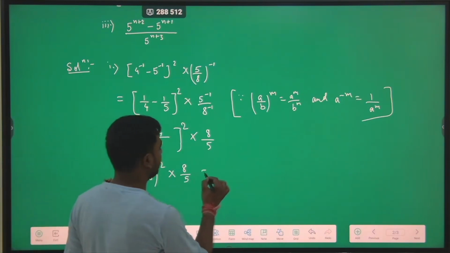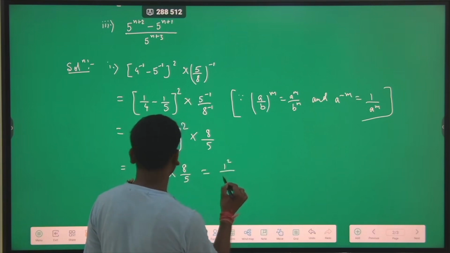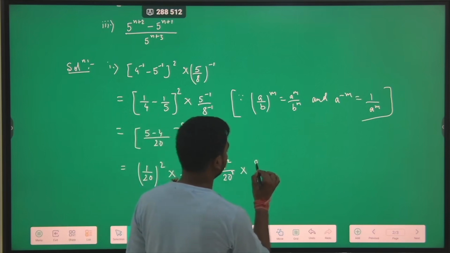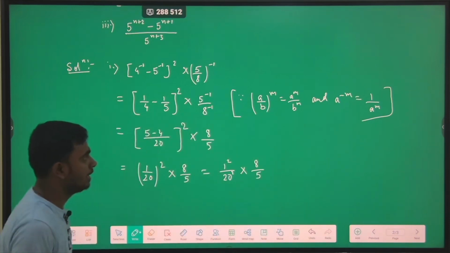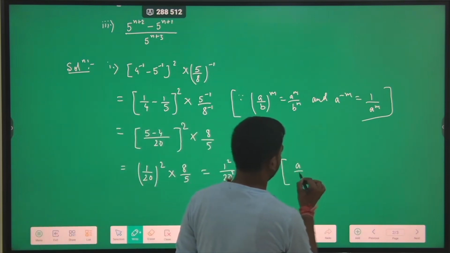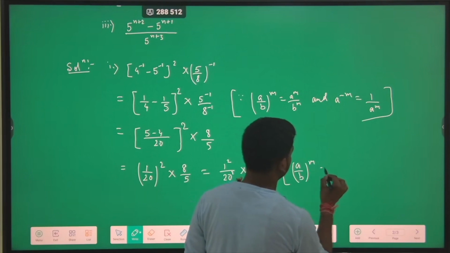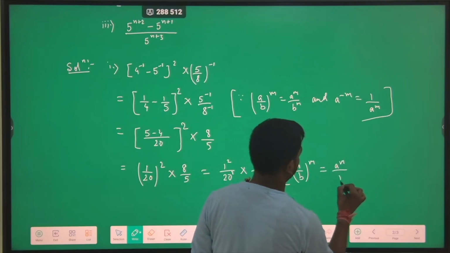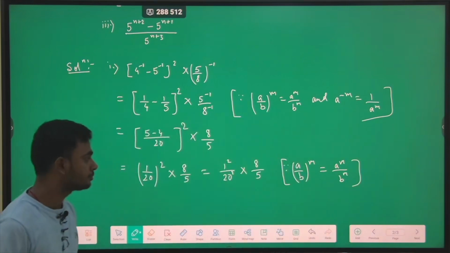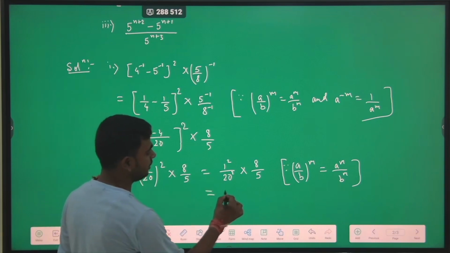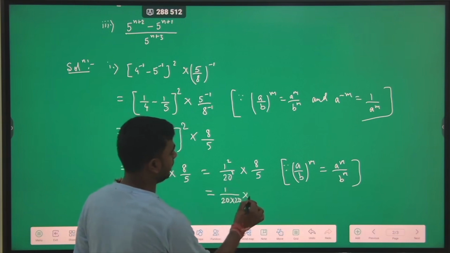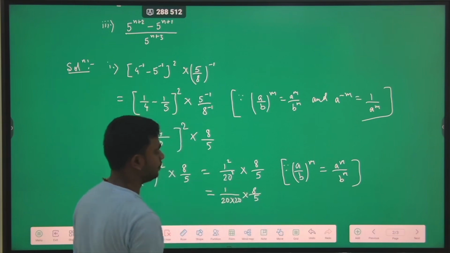So what will it be equal to? It will be equal to 1 to the power 2 divided by 20 to the power 2 multiplied with 8 upon 5. What have I used? I have used this law, so I will write (a by b) to the power m. By using this property or this law, okay, what will be this value? This value will be 1 upon 20 into 20, 1 square is 1, and it will be multiplied with 8 upon 5.